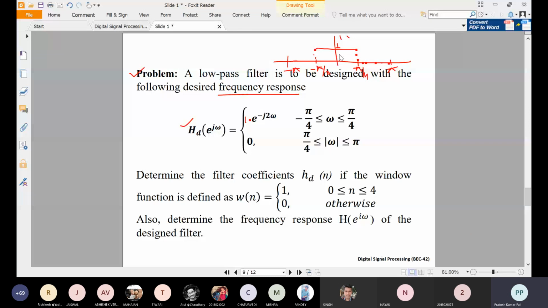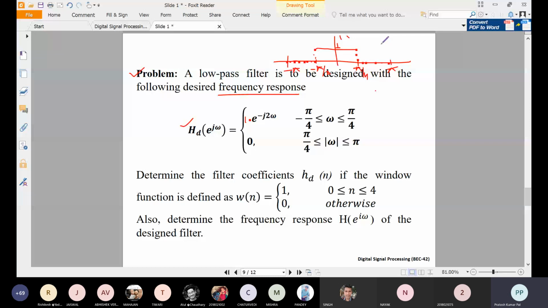Okay, so if it is in the range of frequency from pi by 4 to pi, it is 0. And similarly, in case of negative, it will be minus. We are going to make it, so it will be changing. So this will be here and this will be here. So minus omega, our omega will be ranging from minus pi to minus pi by 4. And from minus pi by 4 to pi by 4, it will be having a magnitude of this. So this will be the magnitude response of the given desired frequency response.